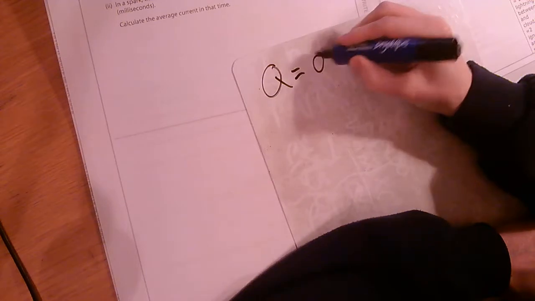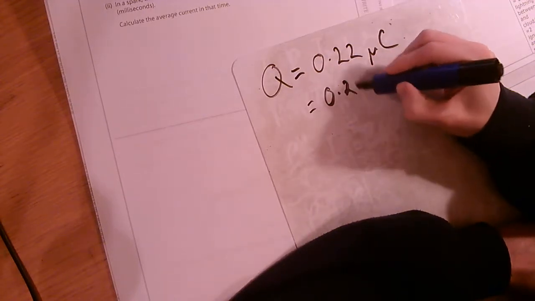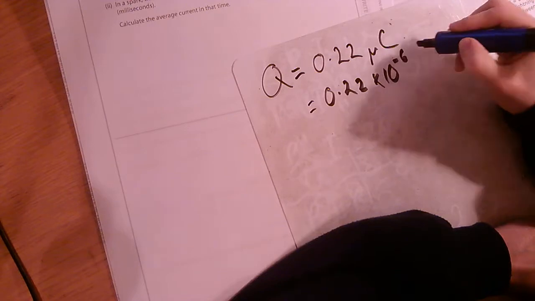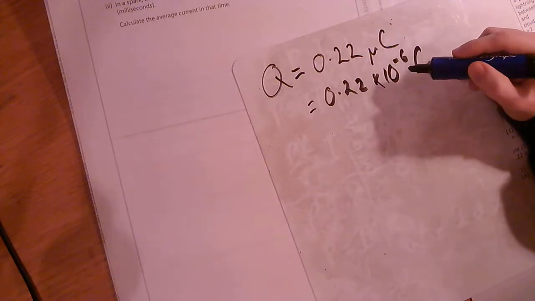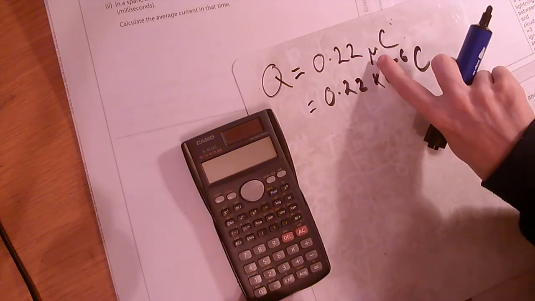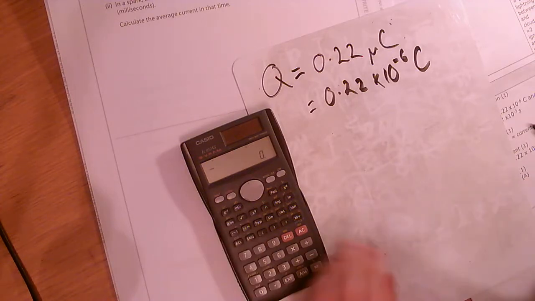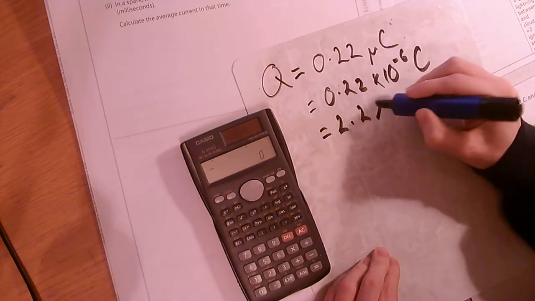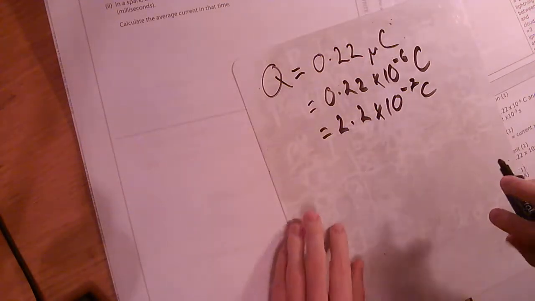I've got a charge Q of 0.22 microcoulombs. So straight away I'm thinking it'd be good to convert that. You could write that as 0.22 times 10 to the power of minus 6 coulombs. Every time you see a micro, that just means times 10 to the power of minus 6. Or you could think of it as, we need to divide this by a million, because micro means divide by a million. Either way, that will give you 2.2 times 10 to the minus 7 coulombs. Let's stick it in the calculator. Either way, that will give you the right answer.